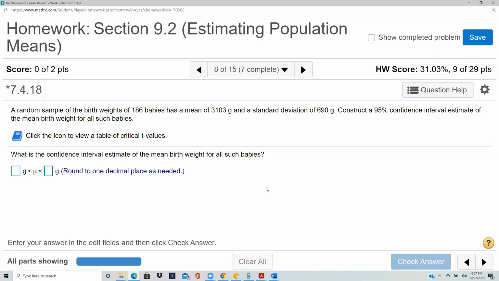A random sample of the birth weights of 186 babies has a mean of this much and a standard deviation of this much. Construct a 95% confidence interval estimate of the mean birth weight. So in the previous section, we were constructing confidence intervals for percentages or proportions. In that case, you use proportion stats to do that. But when you have to find the confidence interval for means, then you use t-stats. So mean goes hand in hand with t-stats.